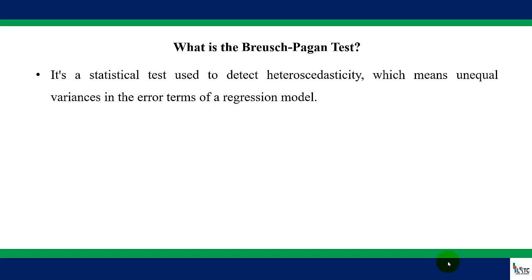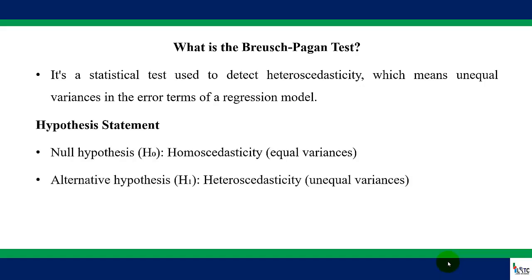So these are the hypothesis statements for the Breusch-Pagan test, the null hypothesis and the alternate hypothesis. The null hypothesis is simply homoscedastic, that is equal variances. In this case, the variances are equal. The alternate hypothesis is heteroscedastic. That simply means unequal variances. So when the variances are not equal, we say there is a problem of heteroscedasticity. But in the situation where the variances are equal, that means the model is homoscedastic.